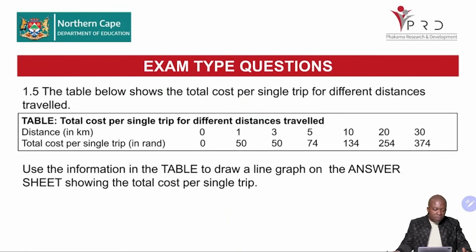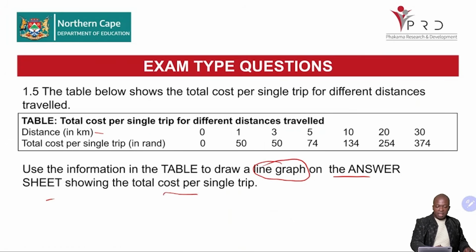Right, now let's look at another exam type question. Here, it says, use the information in the table to draw a line graph, no longer a bar graph. We are now focusing on a line graph on the answer sheet, showing the total cost per single trip. This is the distance, cost per single trip. So we want these values. What will they look like?